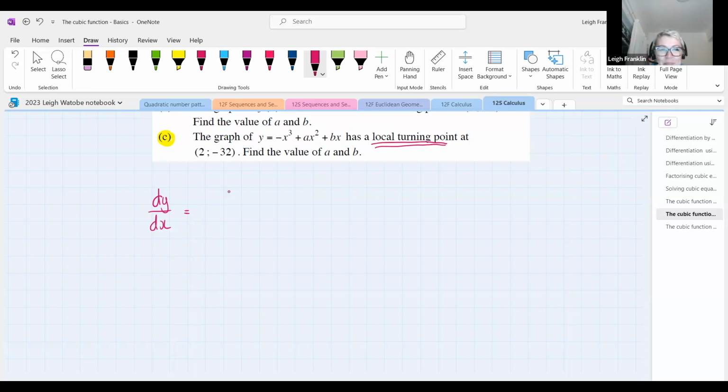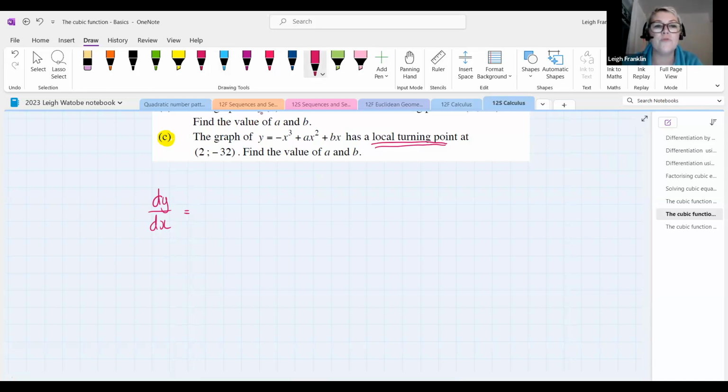Sorry, can you then derive it and then sub in the x values and then make it a simultaneous equation? That's it. Okay, so, yeah, perfect. All right.